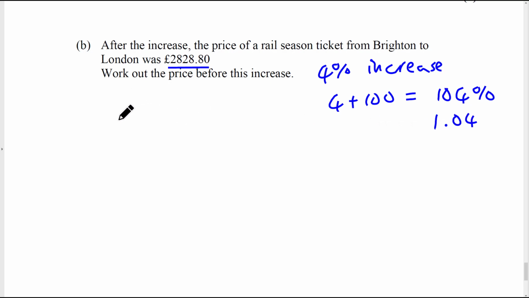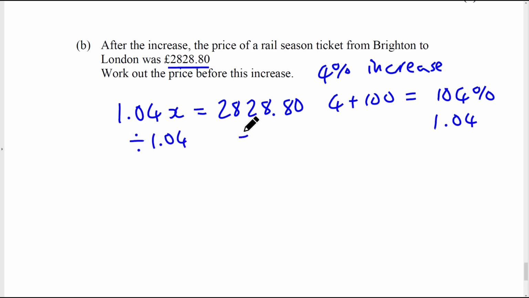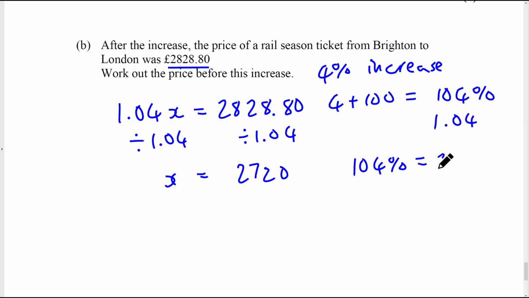So we could say 1.04x, that's 104% of something, equals 2828.80. What do we do here? So x equals £2,720. Now you could still do this way, 104% equals this, whatever works best for you.